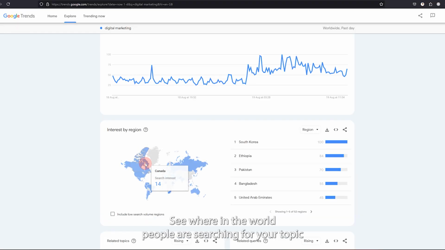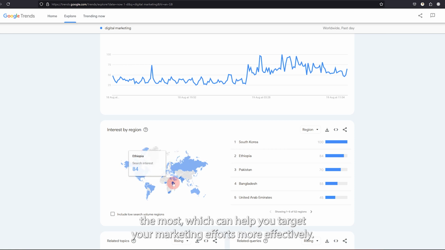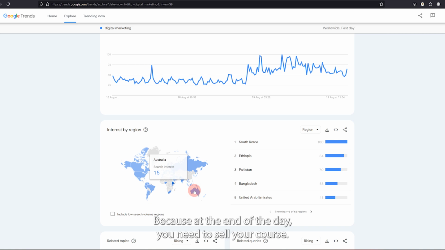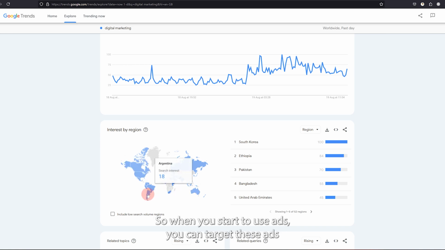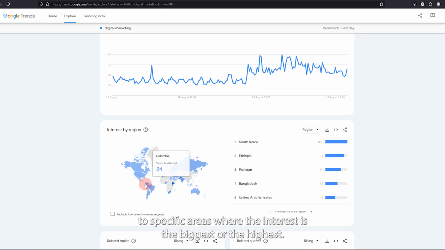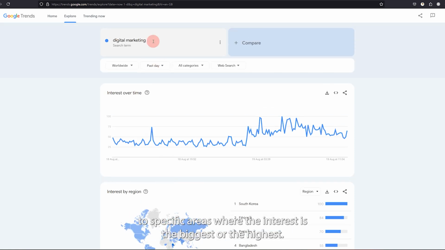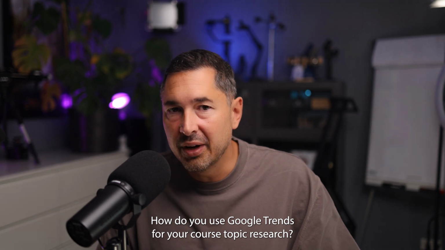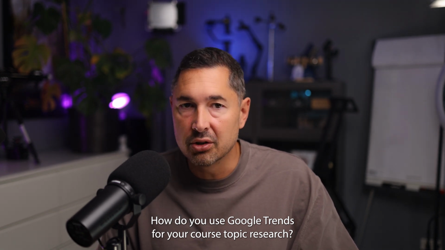Then, geographic interest. See where in the world people are searching for your topic the most, which can help you target your marketing efforts more effectively, because at the end of the day, you need to sell your course. So when you start to use ads, you can target these ads to specific areas where the interest is the biggest or the highest.